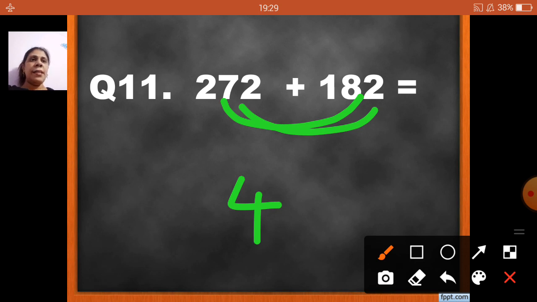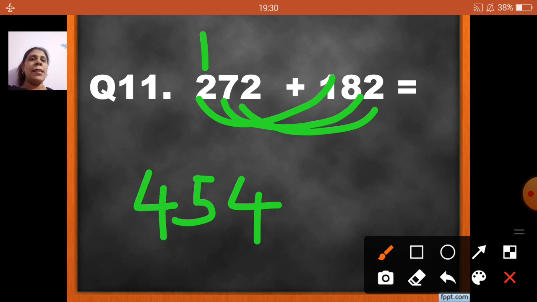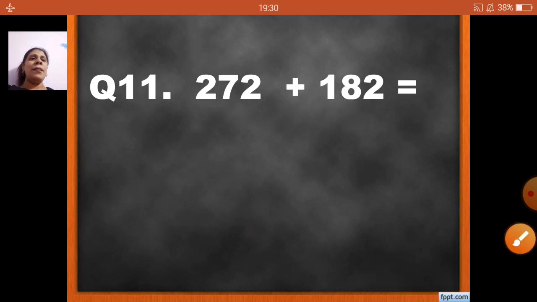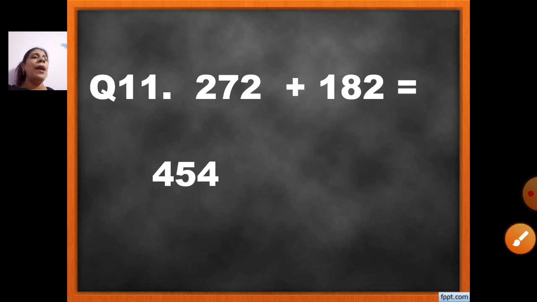So after 7 let us count. 8, 9, 10, 11, 12, 13, 14 and 15. So I get my answer 15. Okay. So what I am going to do is I am going to write here 5 and 1 I will carry over. Now hundreds with hundreds. 2 plus 1 will be 3 and 3 plus that 1 will be 4. So what answer I am getting? 454. By adding 272 plus 182, I get my answer 454.